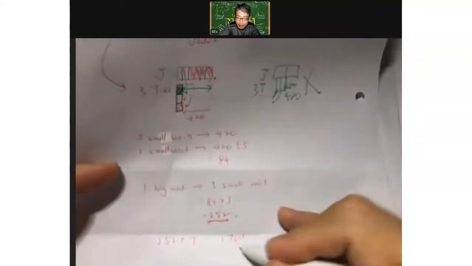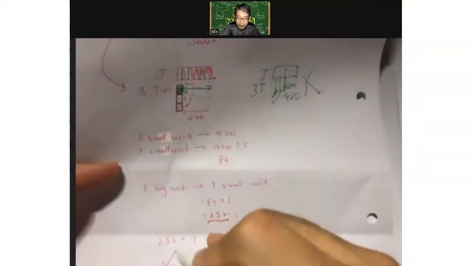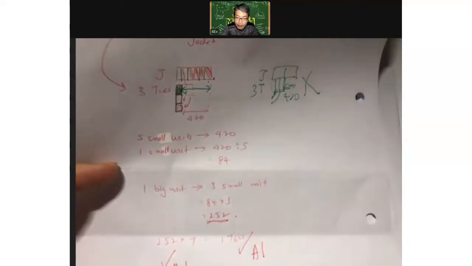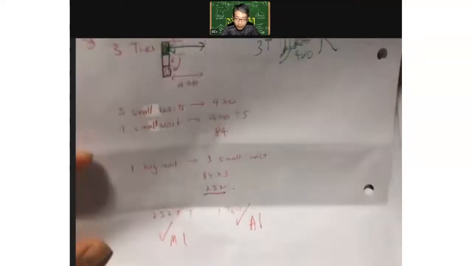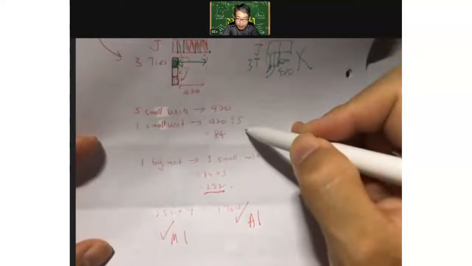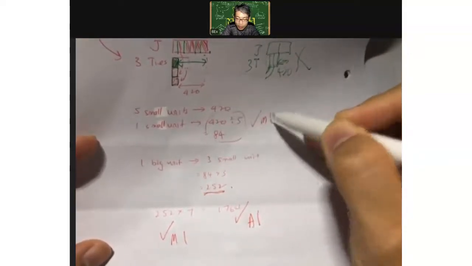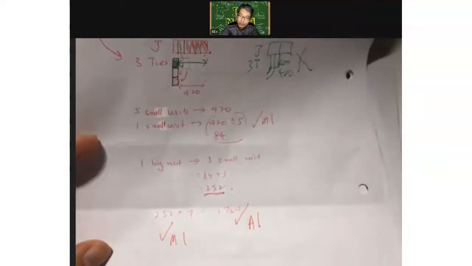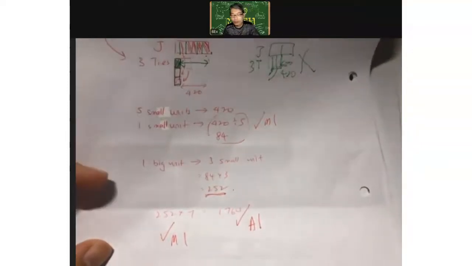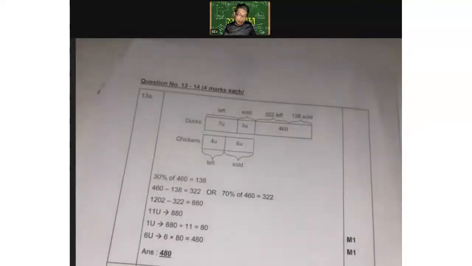So the answer mark is this, method mark here. And very important, the first method mark would come from this part here, that you'll be able to see this relationship. This is a very important method mark. Without this, you cannot proceed to solve this question. Let's go on to question 11.